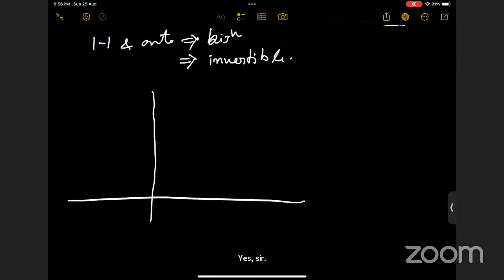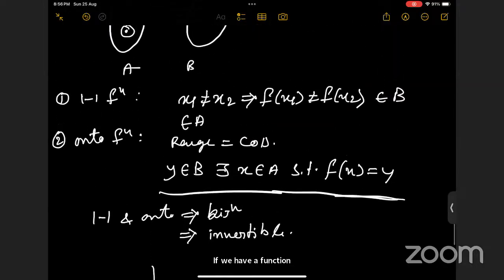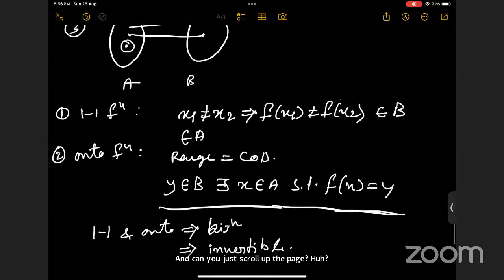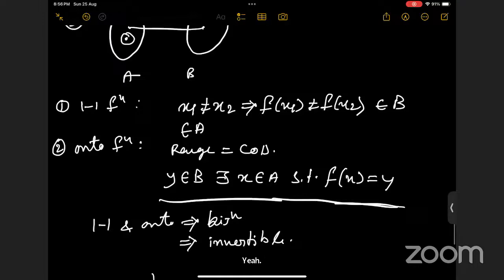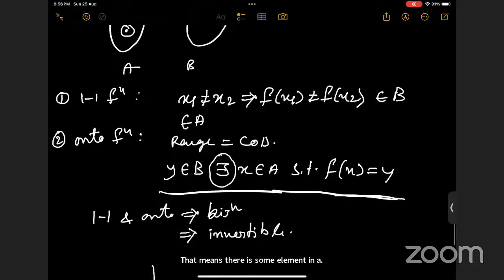Can we scroll up the page, ma'am? Ma'am, what is that opposite E sign? Okay, that means there exists. Oh, okay, ma'am. There exists. That means there is some element in A such that f of x equals y. Fine. Okay, ma'am.